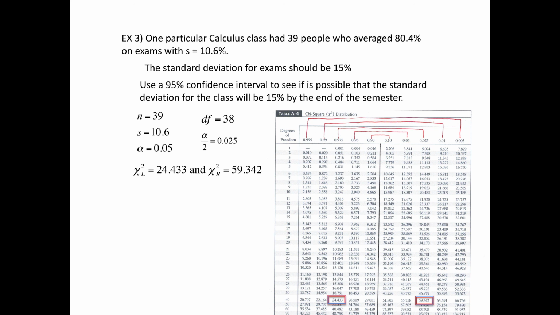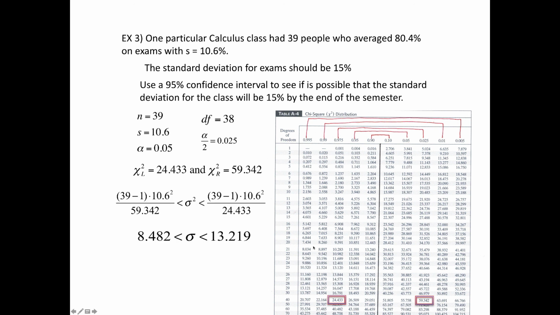And believe it or not, we are almost done. Set up the little formula. Hey, wait a second. Don't jump to the answer. N minus 1, the s is squared, and then chi-squared right goes on the left. The top is the same, but on the right, you take chi-squared left and put that on the right. So you divide those and then take the square root, and at the end, the standard deviation is between these two numbers.